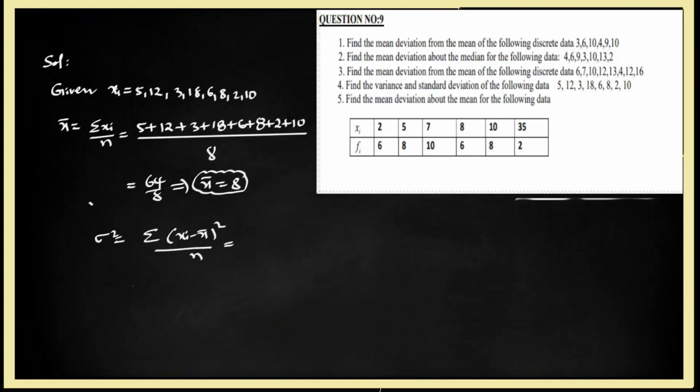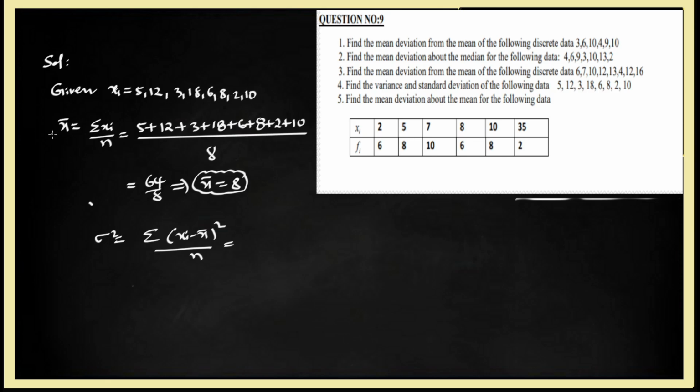Next question is, fourth question, find the variance and SD, standard deviation, of the following data. So first write down the given data, xi: 5, 12, 3, 18, 6, 8, 2, 10.